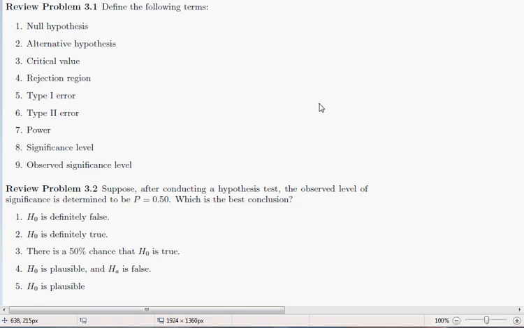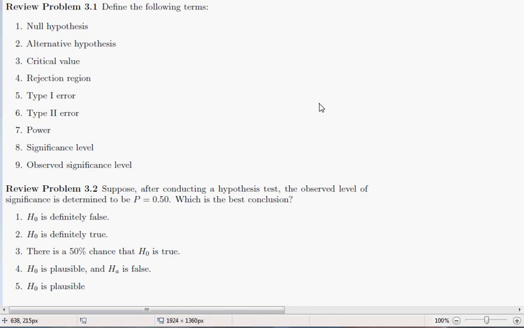The power of a test is 1 minus the probability of making a type 2 error. So we typically denote by beta the probability of making a type 2 error. So the power of the test is 1 minus beta. In other words, it's the probability of correctly rejecting the null hypothesis when the alternate is true. The significance level is the probability of making a type 1 error. So the probability of rejecting the null hypothesis when the null is true.